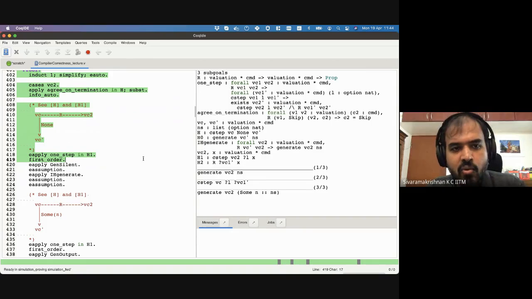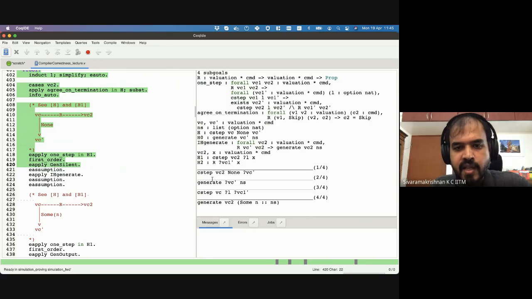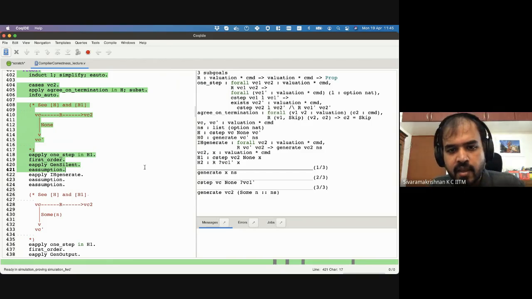Okay, and now what do we know? We know that VC2 can take a step. By definition of one step, this is going to step by emitting a silent label. This is going to match one to one, so we are going to apply gen silent. This will say: show me that you can step from VC2 to VC prime. That is thanks to one step. We have an assumption here, so let me match that. And then this is the resultant state, which is going to be X on this side here. So generate X and S.